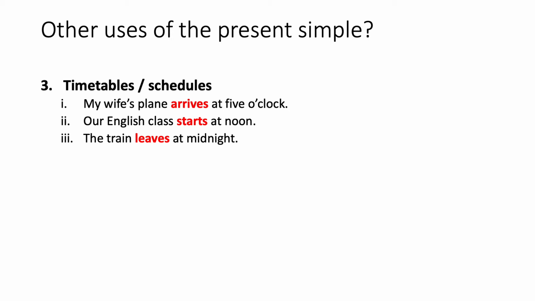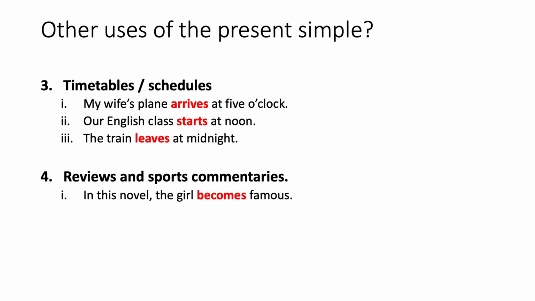Now, the last use of the present simple is for reviews and sports commentaries. For example, when I'm making a review of a novel, I might say, in this novel, the girl becomes famous. Now, we all know that usually a novel is about something that has already happened. It is a story, and we would normally use the past tense. But when we are making a review, we are talking about the novel to somebody, we will usually use the present simple because we are talking as if the thing is happening right in front of our eyes as we speak, happening right now. Okay?